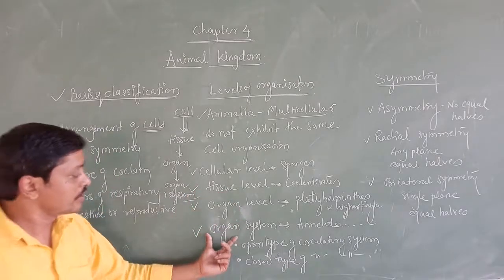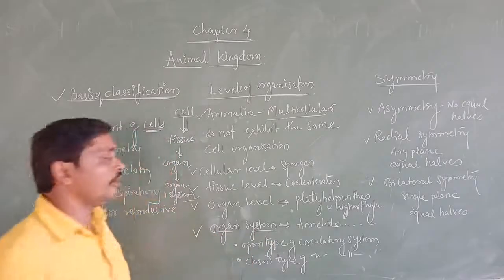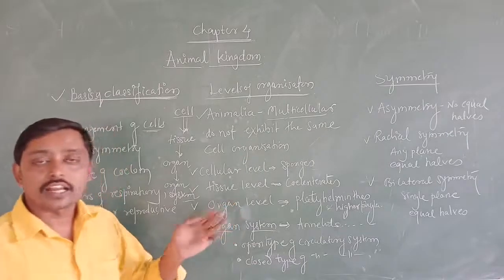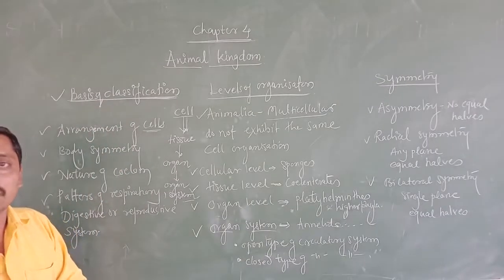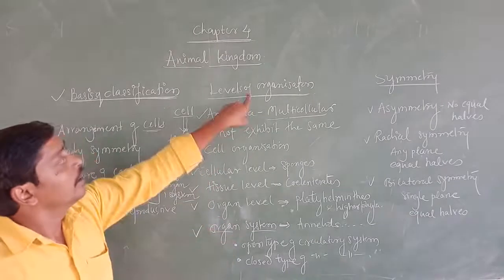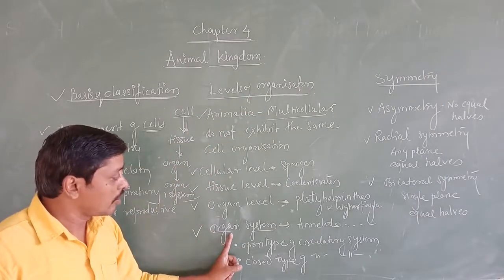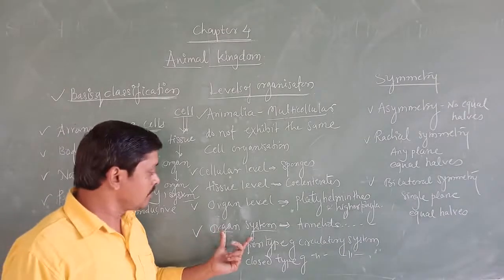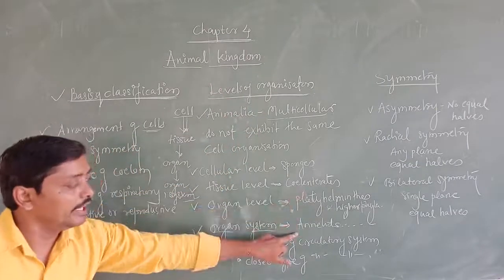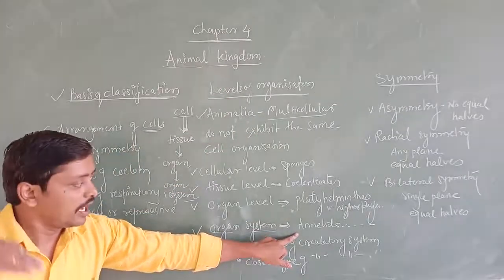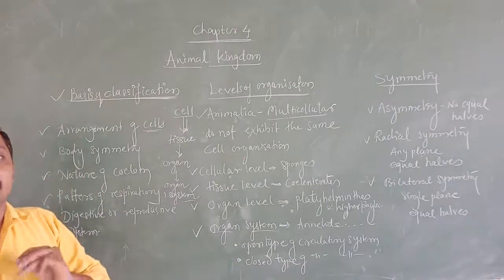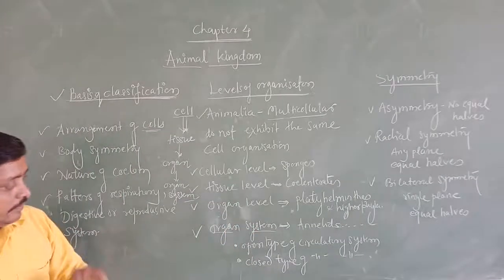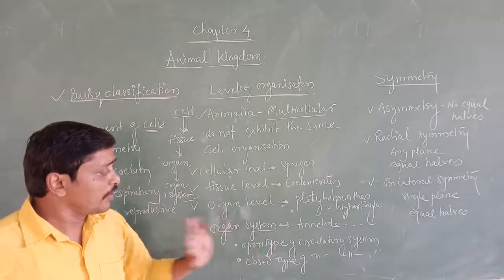Next one is the organ system level of organization. In the sense, many organs come together to perform a single or particular function. That type of level of organization we call the organ system level of organization. This system of organization we find in annelids and further. After the annelids, all the phyla that come show the organ system level of organization. Now, organ system level of organization, in the sense what?